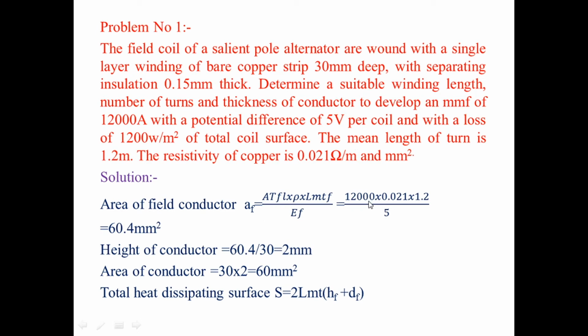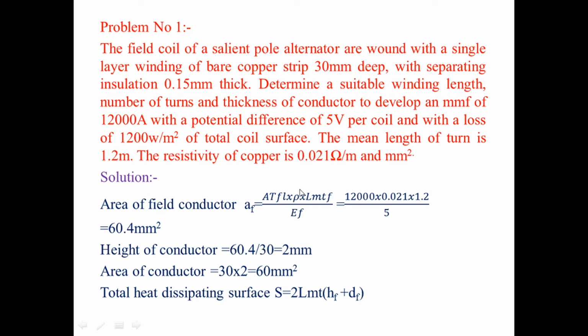If you solve this, you will get 60.4 millimeter square. So the height of the conductor is taken as 60.4 divided by 30. What is 30? 30 is the depth of the winding. 60.4 is the total area of the field conductor.